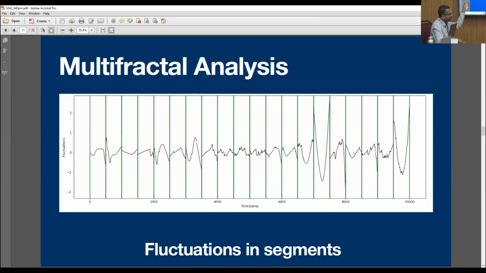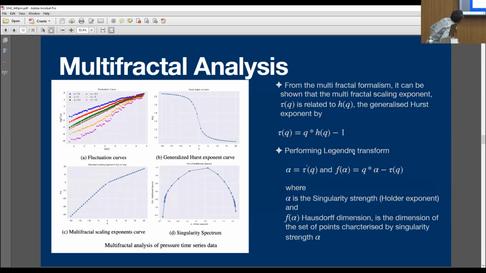We calculate the variance, the fluctuation coefficient F. This is for one scale, so we take the average of the variance over all of the segments. Then you do the same thing for multiple scales. So what you just saw is one point here. Now if you do it for multiple scales, you get this whole line.